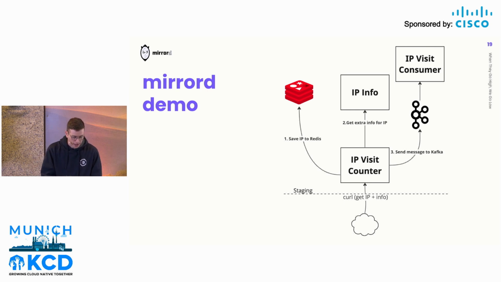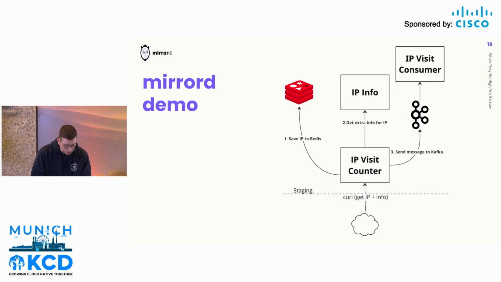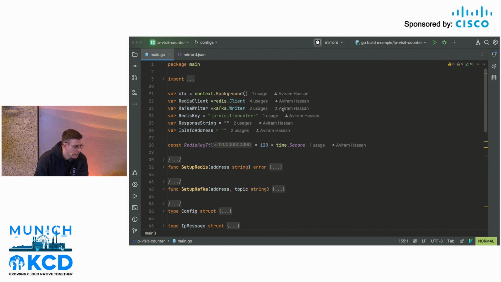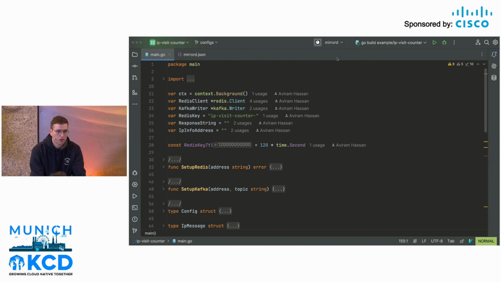OK, so now I'll go back to the IDE so that we can see what it looks like. Here we're in a Golang IDE. I already have the MirrorD plugin installed and enabled, and I have a very basic MirrorD configuration that basically only defines the target, so that I don't have to choose it in a dialog.